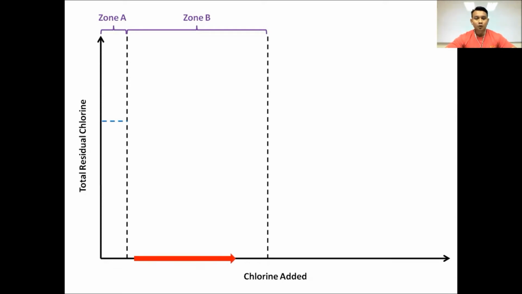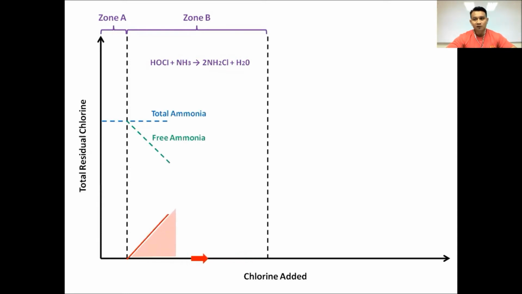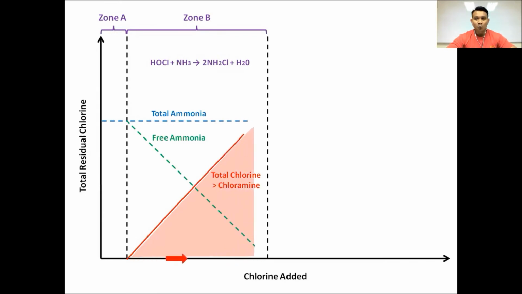When chlorine is continuously added, it will react with ammonia and produce monochloramine, which is a combined chlorine. So the amount of monochloramine will increase as the amount of free chlorine decreases after it reacts with ammonia. However, the amount of total ammonia remains the same. The reaction in this zone will end when the total ammonia equals the amount of monochloramine and when there is no more free ammonia. The reaction in this zone occurs when the ratio of chlorine to ammonia is 5:1 or less.